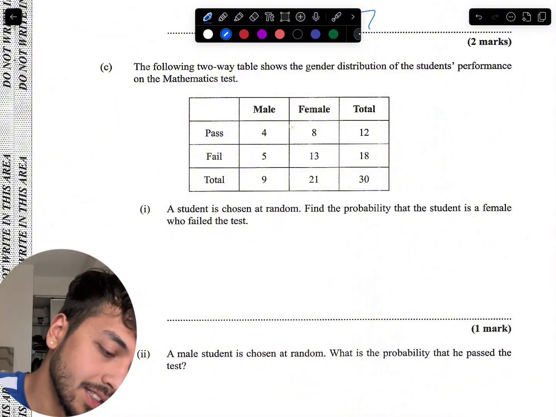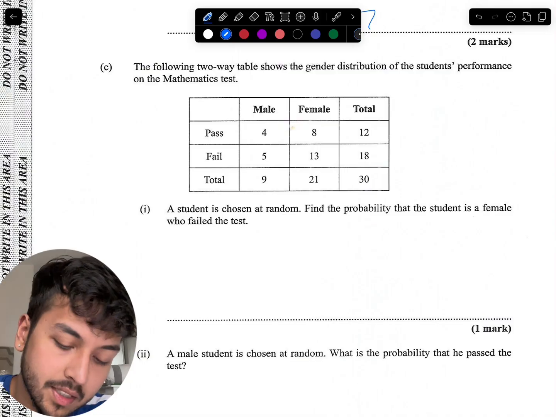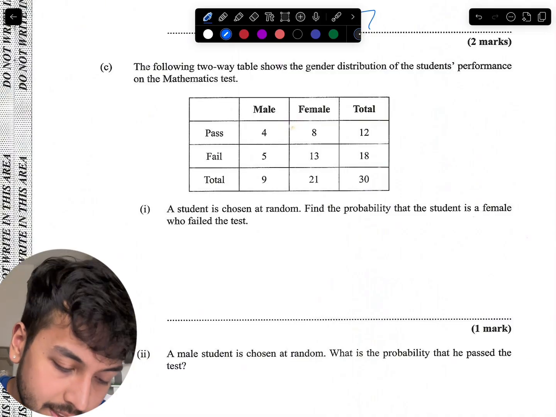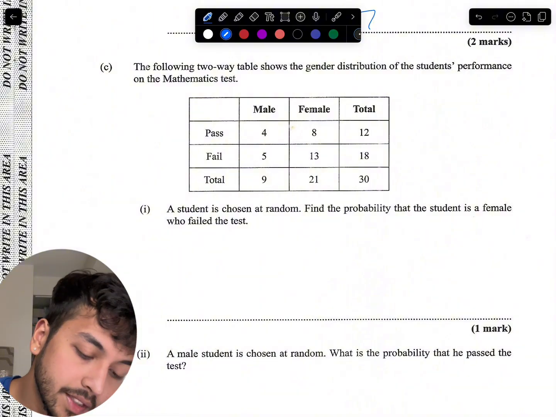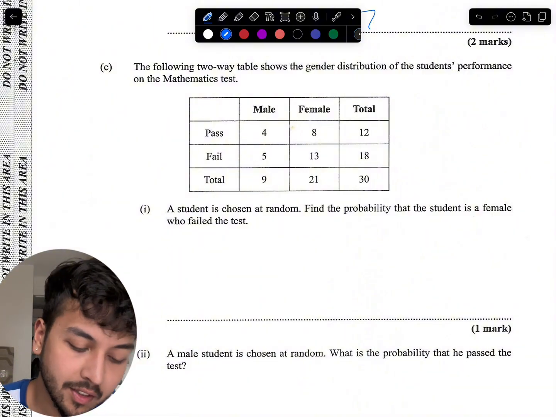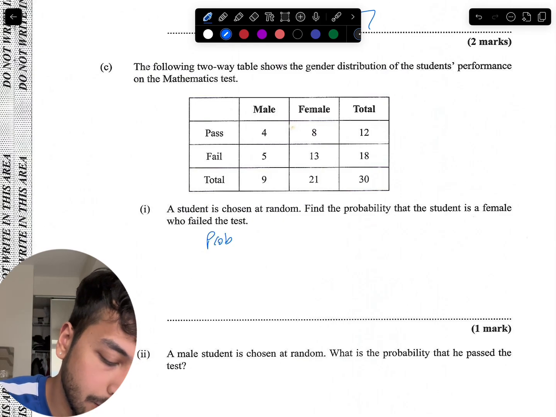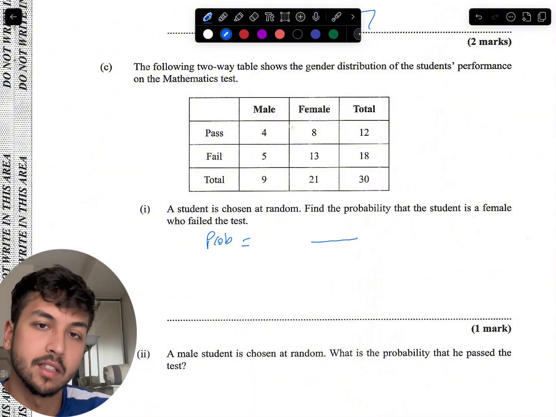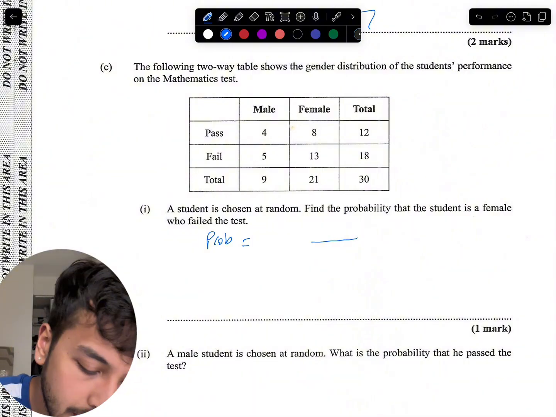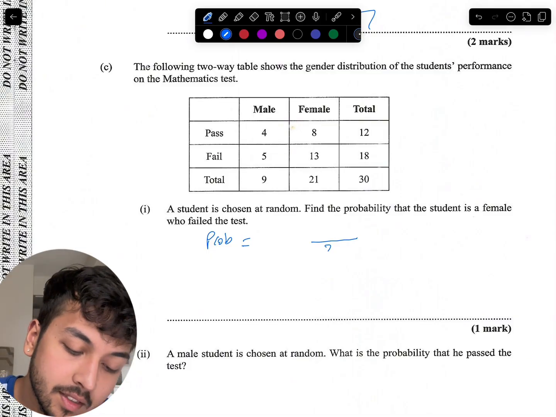So part 1 says, a student is chosen at random. Find the probability that the student is a female who failed the test. Right? So how many students are there in total? There are 30, right? So the probability would be out of 30, because there are 30 possibilities. If one of the 30 students is chosen at random, find the probability that the student is a female who failed.